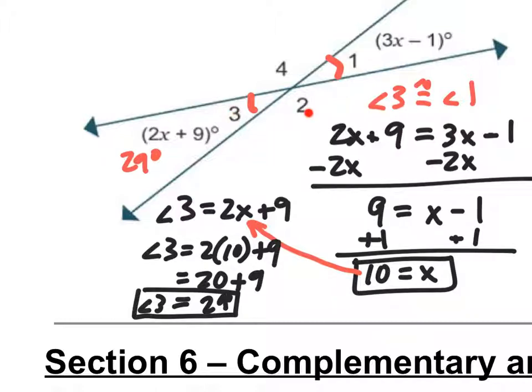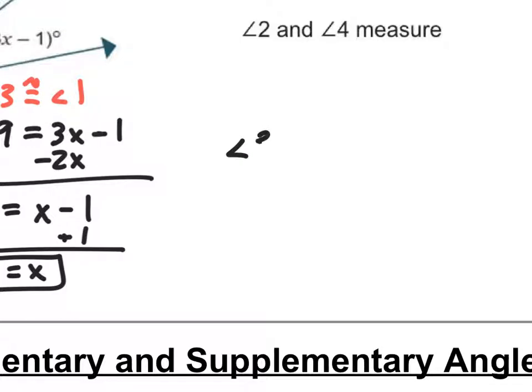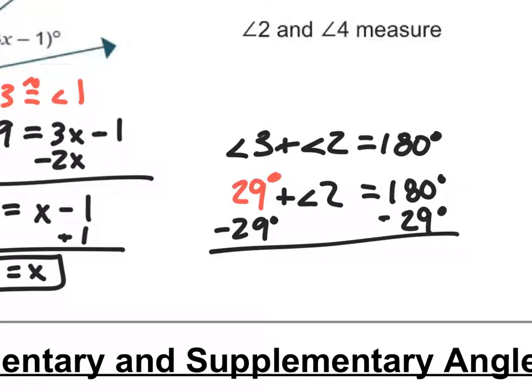We know that angle 3 plus angle 2 add up to 180, so I'm going to write that. Angle 3 plus angle 2 add up to 180 degrees. Now angle 3 was 29 degrees, so 29 degrees plus angle 2 is equal to 180 degrees. So I can solve for angle 2 now. I could subtract 29 degrees from both sides. So I get that angle 2 is equal to 151 degrees.